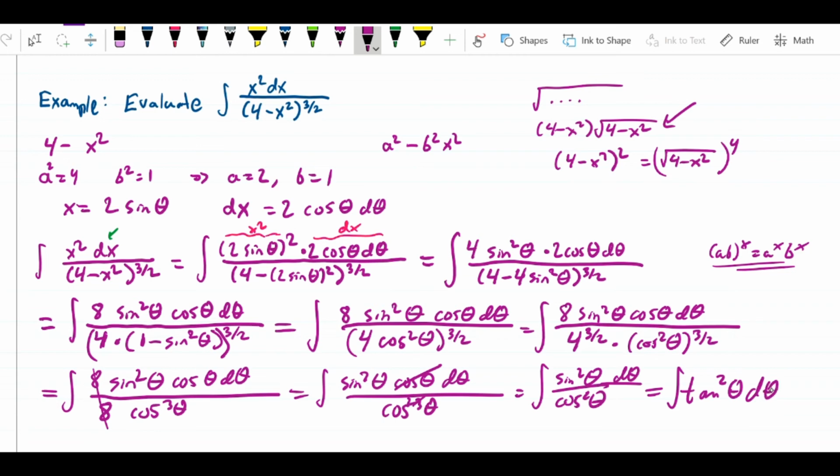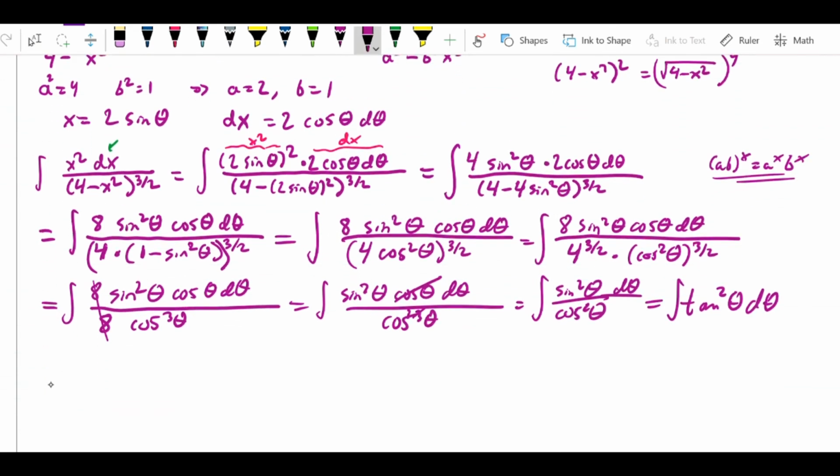Okay, so how do you integrate tan squared? We don't know the integral of tan squared, but we do know the integral of secant squared. Fortunately, we have a really easy way to convert between tangents and secants, because tan squared is equal to secant squared minus 1. The integral of secant squared minus 1 is just tan theta minus theta.